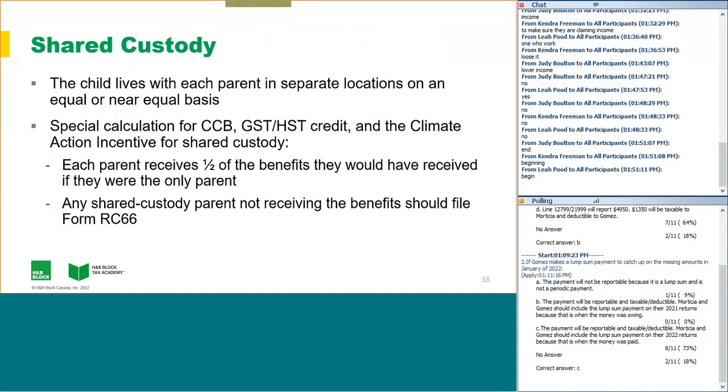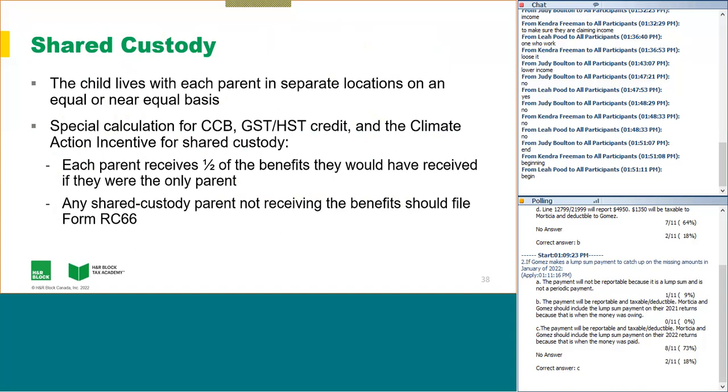We don't determine what that is. The CRA determines what equal or near equal is. It does factor in the reality that you might have a reason why it's not exactly 50-50. You might have one parent for the school year and then one parent on weekends and for the summers. That might turn out to be equivalent to equal, even if the actual number of days isn't. We don't determine that, the CRA does.